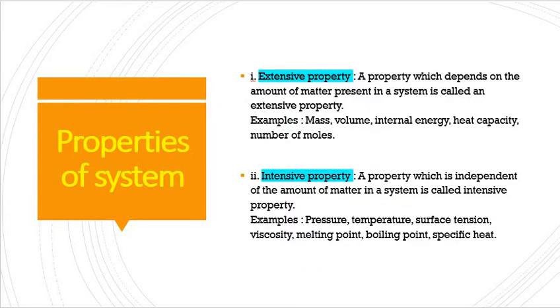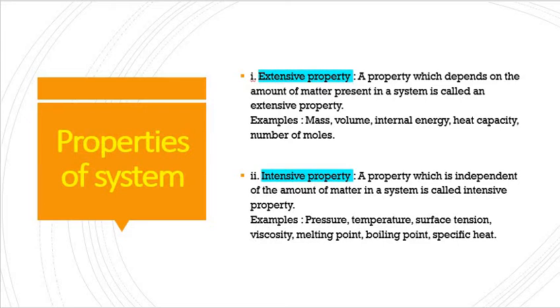Now, properties of system. There are two types of properties of system: extensive and intensive property. Extensive properties are those properties which depend upon the amount of matter present in the system. For example, mass, volume, internal energy, heat capacity, number of moles, these are all extensive properties. These properties will change if we change, for example, the mass or the volume.